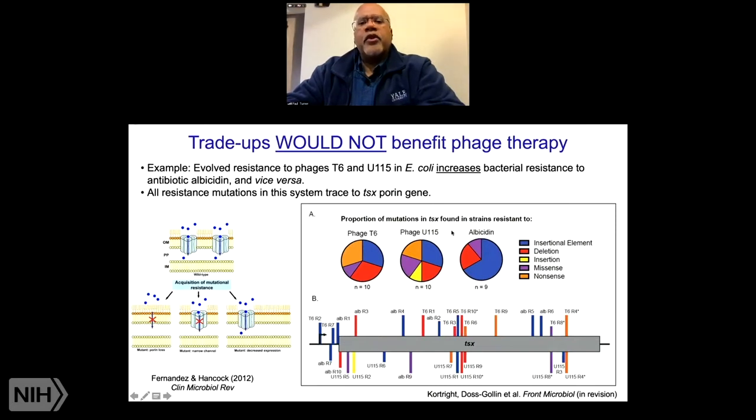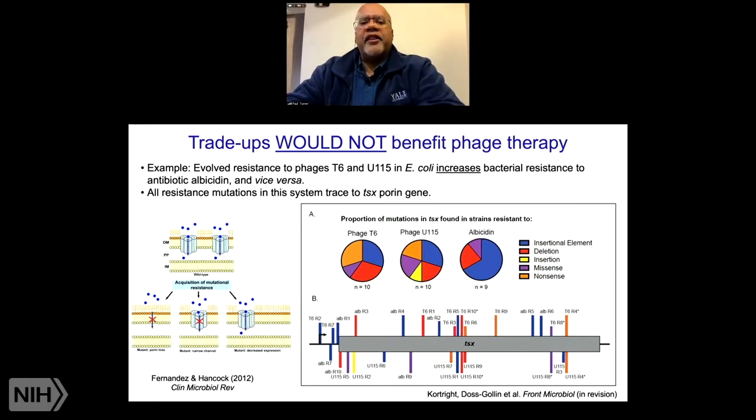So if you look at the proportion of mutants in a collection that we obtained in the laboratory, you find that across the tsx gene at different locations, there are a variety of mutational ways for either phage T6, phage U115, or albicidin to lead to the evolution of cross-resistance to all three. So it doesn't matter what you throw at the bacteria, they're able to solve the problem.